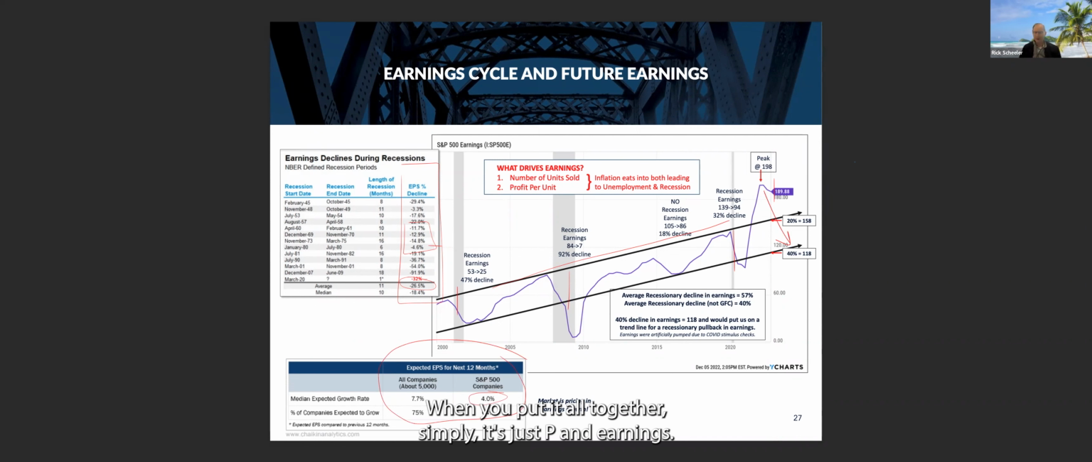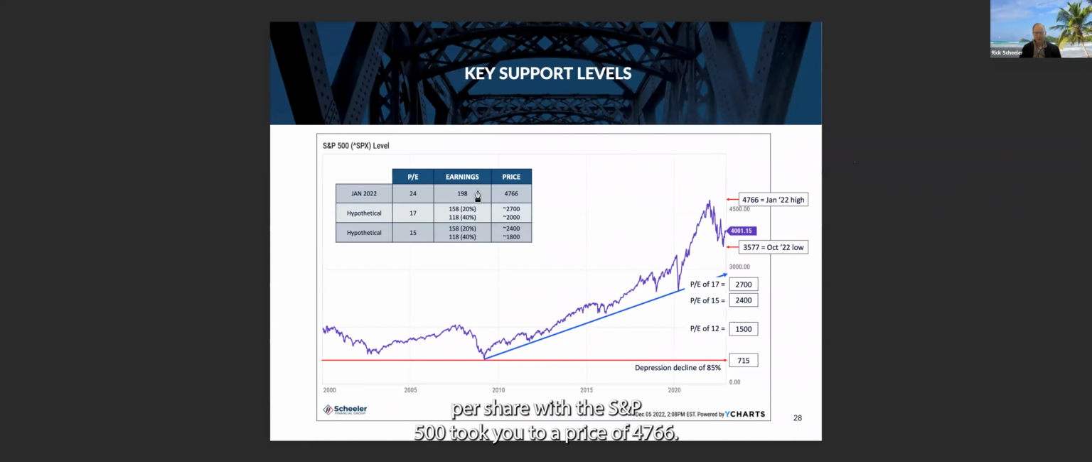When you put it all together, simply, it's just PE and earnings. If you look at where we started in 2022, 24 times earnings, $198 of earnings per share on the S&P 500, took you to a price of 4,766. That corresponds right over to the market peak. And then the sell-off in the market last year was nothing besides the PE going from 24 to roughly 20. So that accounts for the whole decline.